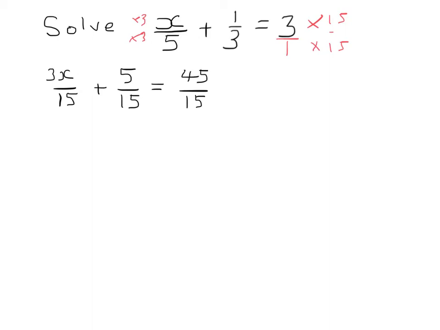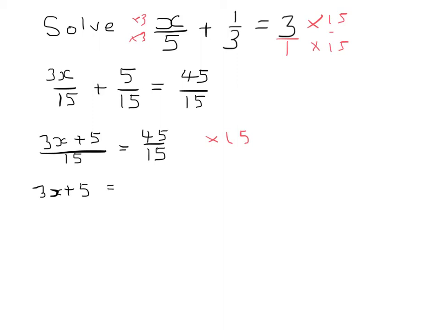Now at this point we can add the fractions as we would normally do with fractions. So on the left hand side we'll have 3x plus 5 over 15 equals 45 over 15. Now if we multiply both sides of the equation by 15, we must do both sides, then we can eliminate at last these fractions. So multiplying the left hand side by 15 will remove that denominator, leaving us with 3x plus 5, and multiplying the right hand side now by 15 will leave us with the 45.